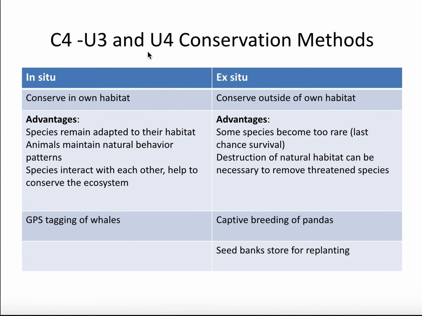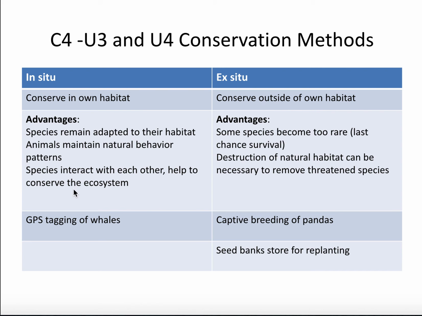So last slide here. There are two types of conservation methods when we talk about how we're going to protect a species. There's in situ, which is conserving in your own habitat, so leaving that species in that habitat, or there's ex situ, which is conserving outside of their habitat, so taking them from the habitat to help them.